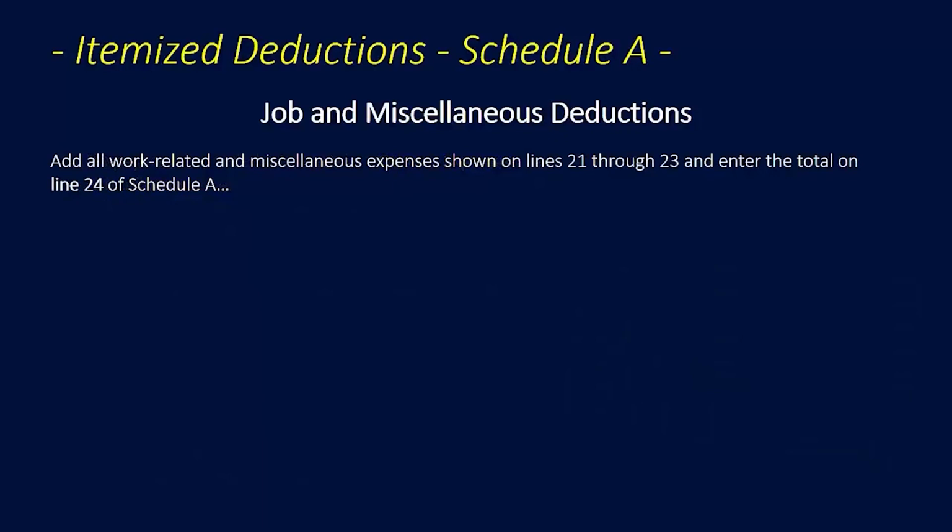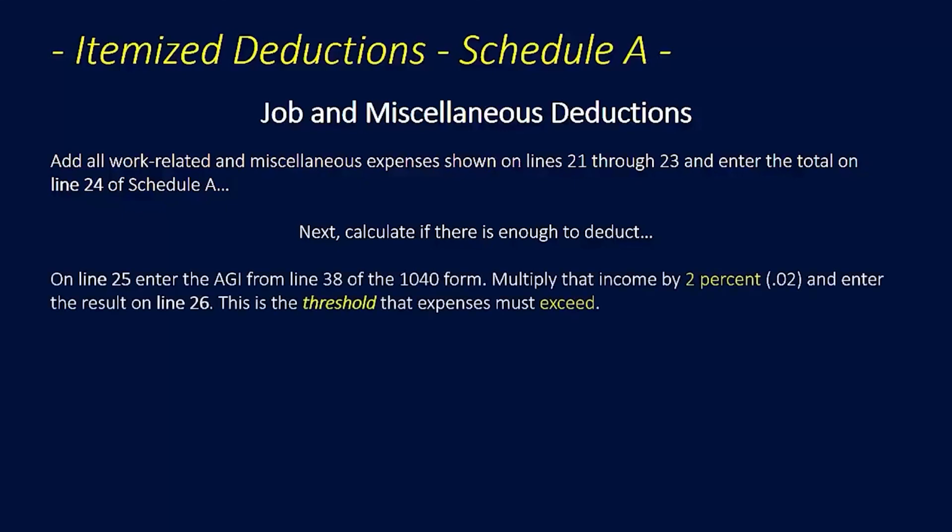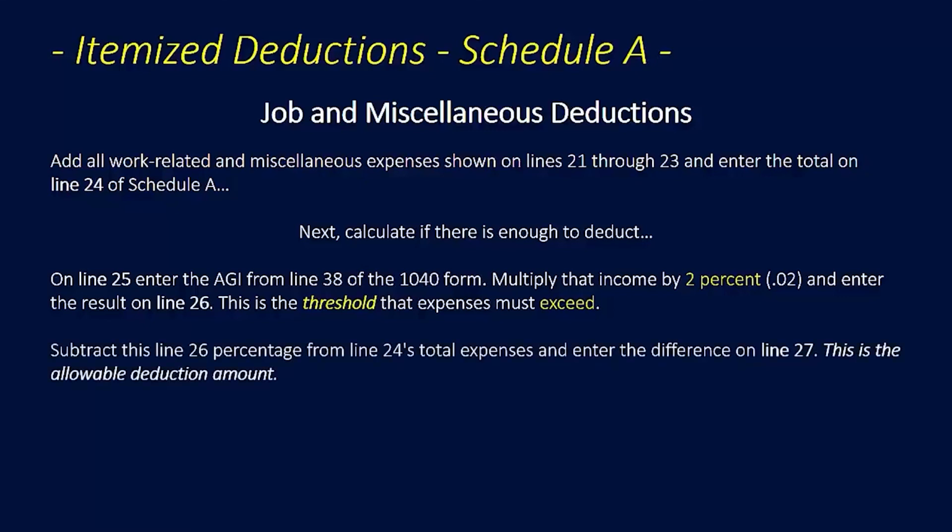Add all work-related and miscellaneous expenses shown on lines 21 through 23. Enter the total on line 24 of the Schedule A. Next, we calculate if there is indeed enough to deduct. On line 25, we enter the AGI from line 38 of the 1040. We multiply that income by 2% and enter the result on line 26. This is the threshold that expenses must exceed. Subtract this line 26 percentage from line 24's total expenses and enter the difference on line 27. This is the allowable deduction amount.